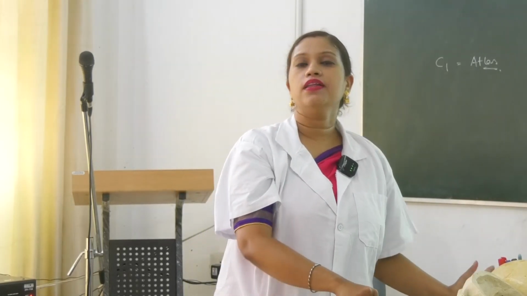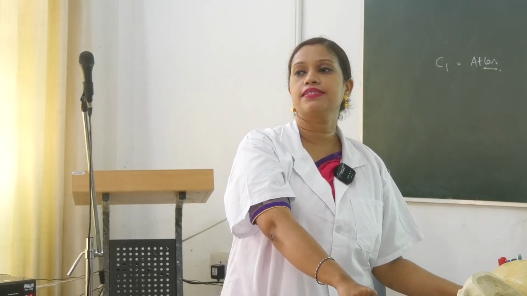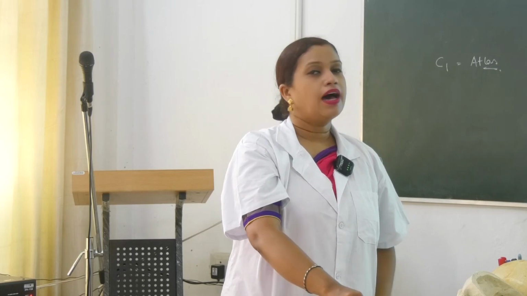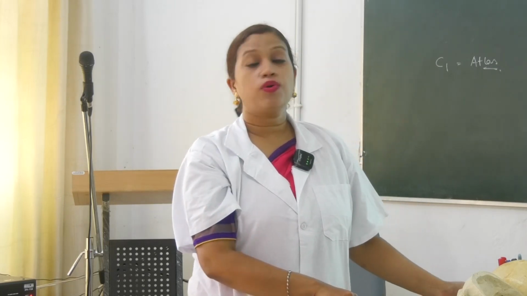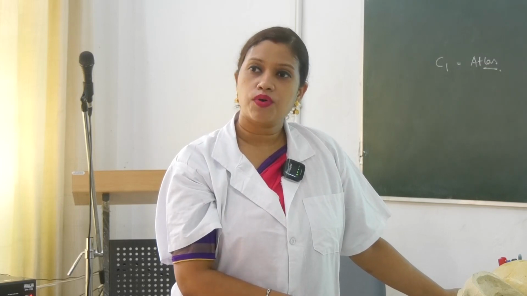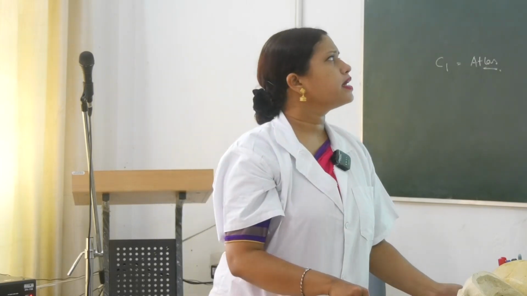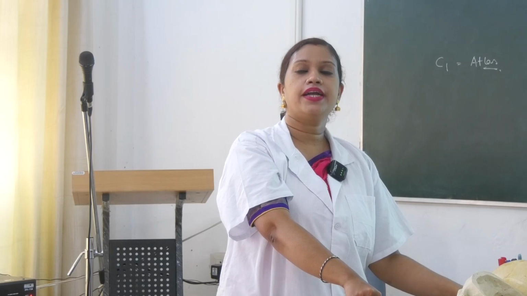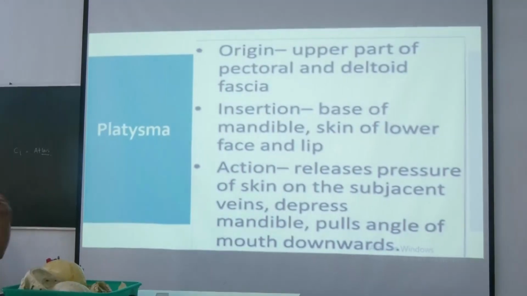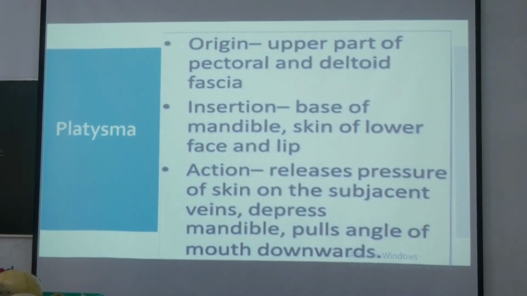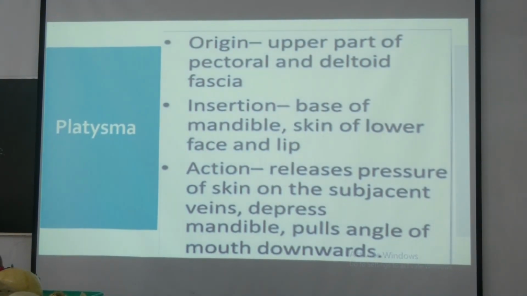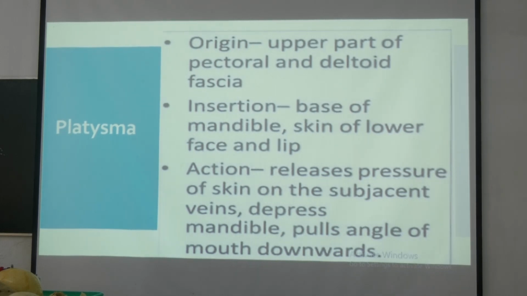Now coming to the auricle. Remember, these auricular muscles are all vestigial muscles, okay. The last one is the platysma. Okay, so platysma origin and insertion is very much important, for neck and face. Origin is the upper part of the pectoral and deltoid fossa, from the chest. Origin is the thorax and upper limb. Where is the insertion? At the base of the mandible, the skin of the lower face including the lip. Okay, so when you do a neck dissection, you have to be very cautious about the platysma.